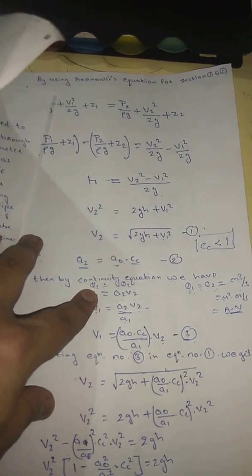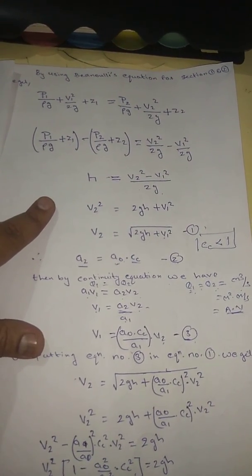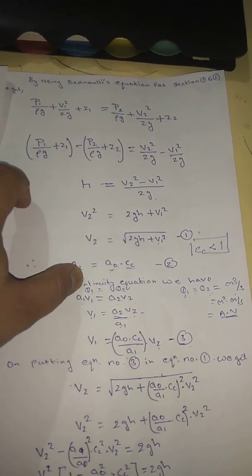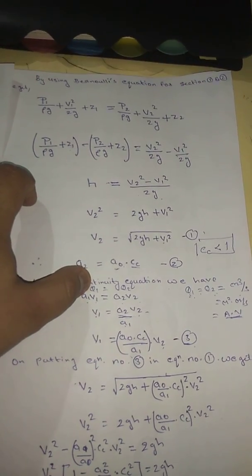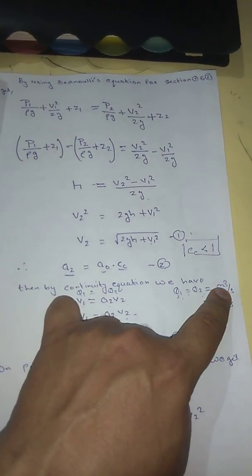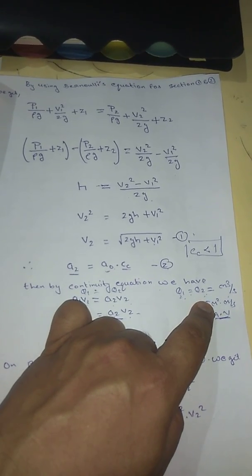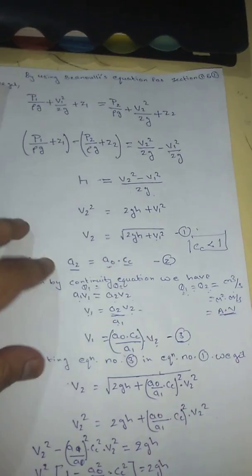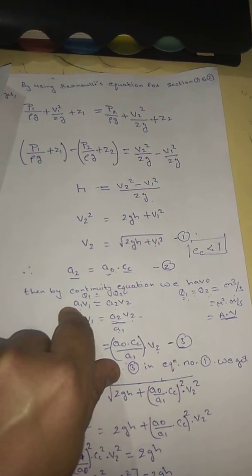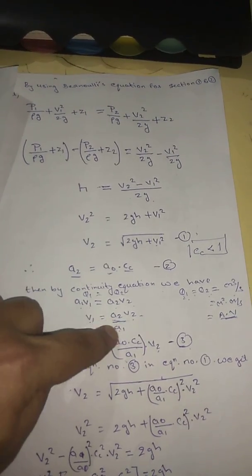As we discussed about the continuity equation, we know that the mass flow per second through an inlet is always equal to the mass flow per second through an outlet. That is also known as the volume flow rate at inlet and at outlet. Its unit is meter cube per second, which we can also write as meter square into meter per second. Meter square is a unit of area and meter per second is a unit of velocity. So we get Q1 equals A1 V1, Q2 equals A2 V2. From this equation, we can easily find V1: V1 equals A2 by A1 into V2.